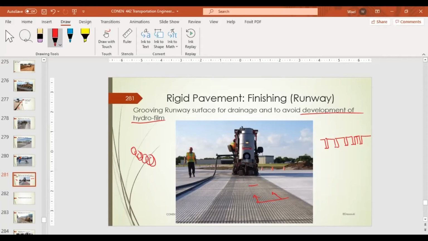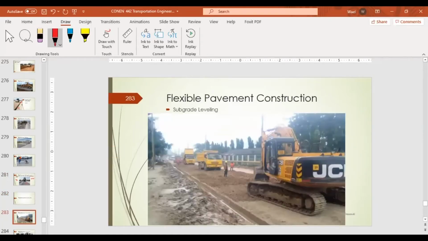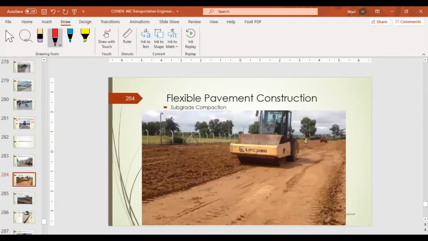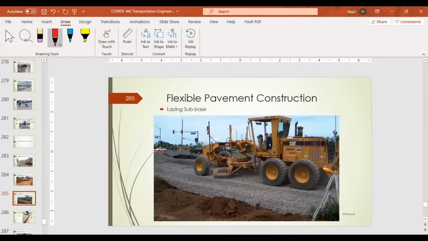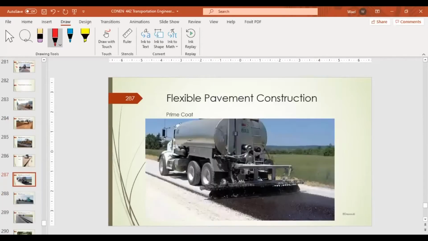Any question now regarding rigid pavement? Okay, now we go to flexible pavement construction methods. It's quite similar. So we start again with subgrade leveling, then compaction of subgrades, then laying the subbase, then compacting the subbase. That's basically the same for both. But from here, things start to be different.